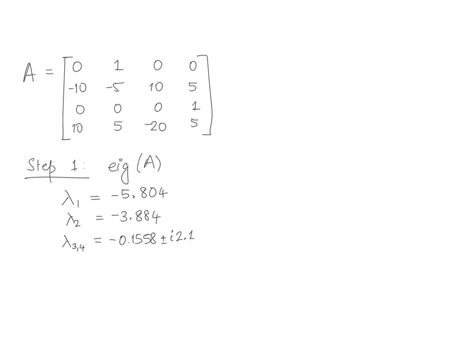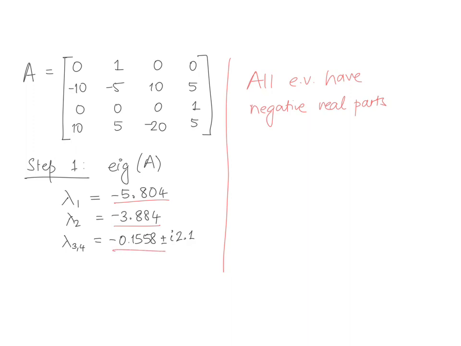So these are the eigenvalues, and the first thing that we note is that all eigenvalues have negative real parts, which is good news because that means the system is stable. So let's make that note first: all eigenvalues have negative real parts. Those are minus 5.8 something, minus 3.8 something, and then this one has the negative real part of minus 0.15 something. So that's one observation.